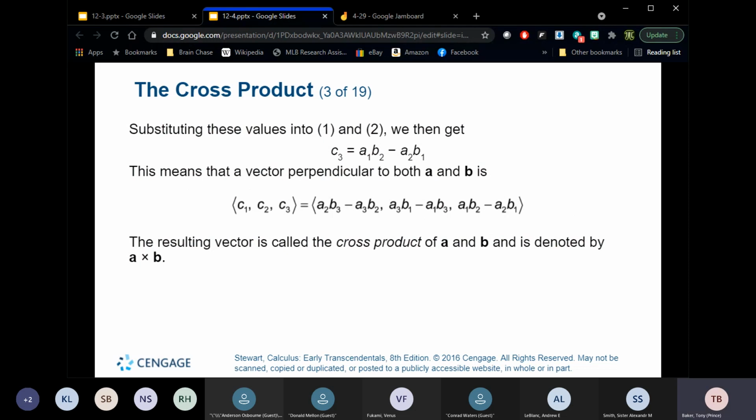Now, this only works when we have a 3-dimensional vector, because we're looking for a vector that is perpendicular to both A and B. The only way that would work in 2-dimensional space would be if the two vectors are parallel to each other. So in 3-dimensional space, if you have 2 vectors, you will always be able to come up with a vector that is perpendicular to both of them.